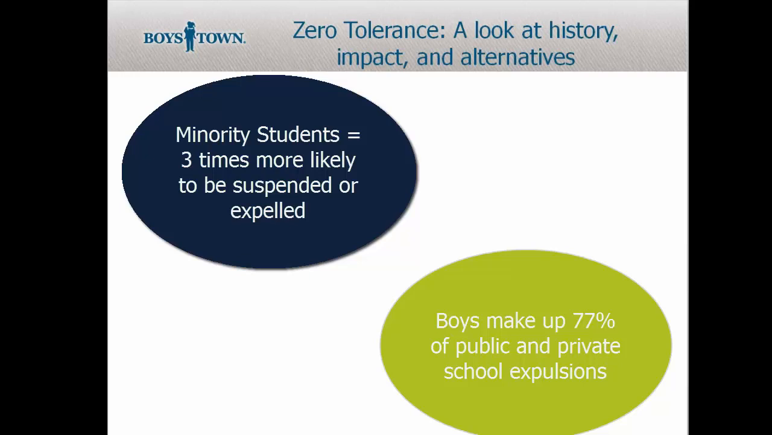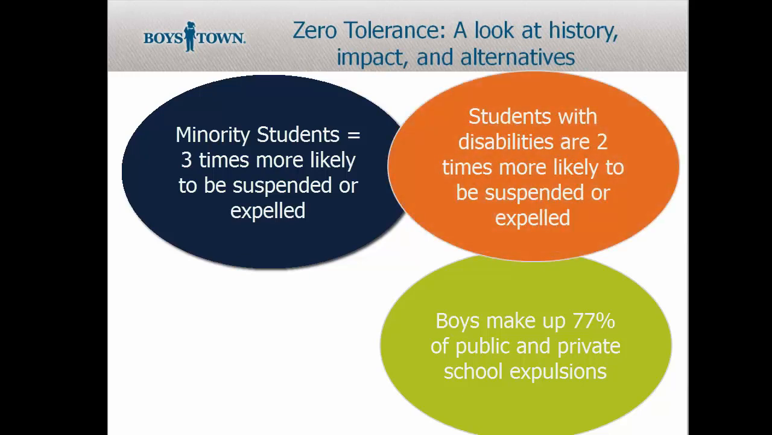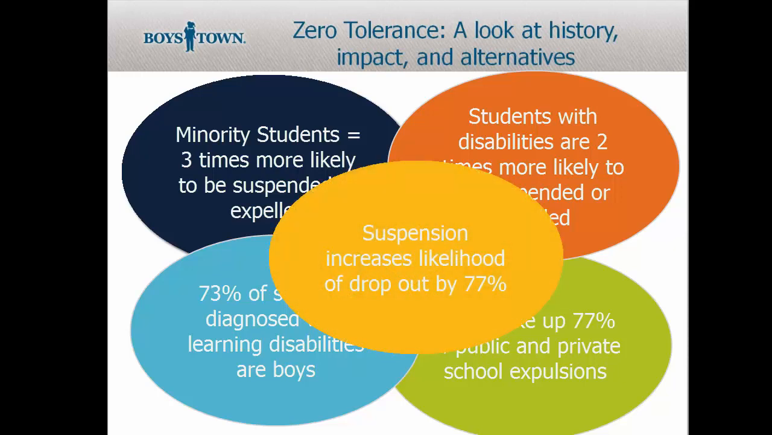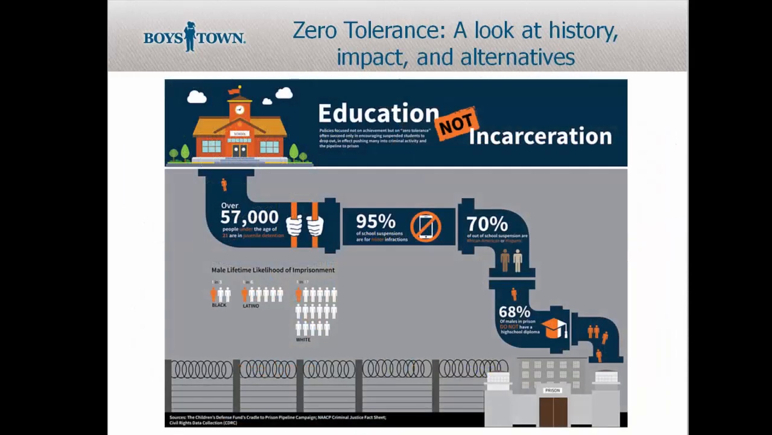In addition to the disproportionality as far as minorities and boys specifically, we also see that students with disabilities are 2 times more likely to be suspended or expelled. And 73% of students overall that are diagnosed with learning disabilities are boys. So we're seeing some commonalities here in our data. Suspension increases dropout: if you receive 1 suspension or expulsion throughout your education career, it increases the likelihood that you will drop out by 77%. Meaning that suspended or expelled students are 5 times more likely to drop out. And this leads to the direct criminalization of our students. This is what really is feeding that school to prison pipeline.